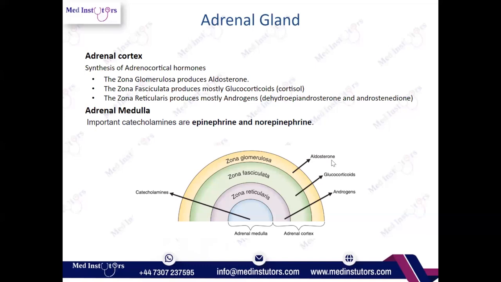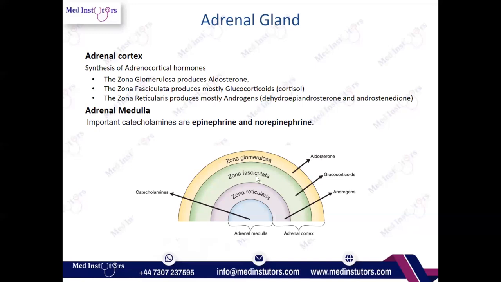It is aldosterone. So now, if you get a question like, which of the following hormones is secreted by the zona glomerulosa, the answer is very simple. Glomerulosa means something which has to do with the kidneys. So the answer is aldosterone.